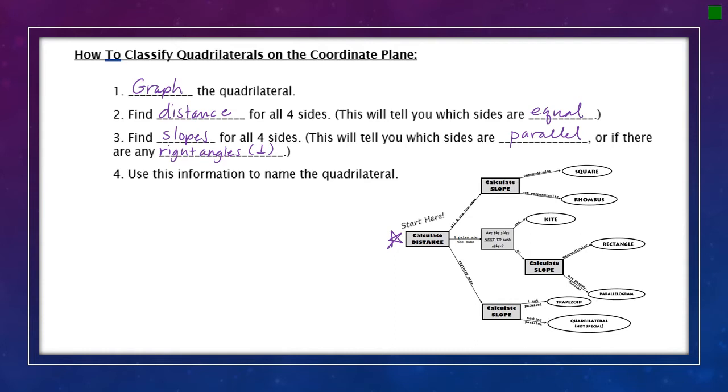So for example, if all four sides are the same, you would follow the arrow that says all four sides are the same. So then it tells you, okay, now calculate the slope. Once you calculate the slopes, one of two things is going to happen. Either the slopes will be perpendicular to each other, or they will not be. So let's say they're not perpendicular to each other, then you know that your answer is a rhombus. So it guides you through all the steps that you need to see in order to determine which quadrilateral you're looking at.